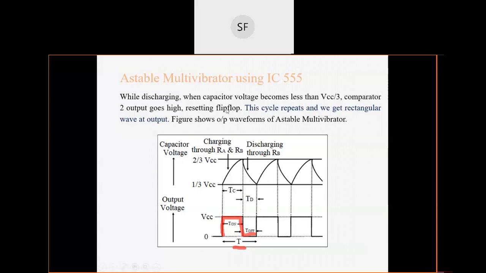So just a few lines are there. While discharging, when the capacitor voltage becomes less than VCC by 3, comparator 2 output goes high. Yes, it will reset the flip-flop. This cycle repeats and we'll get a rectangular wave at the output. Figure shows output waveforms of astable multivibrator.